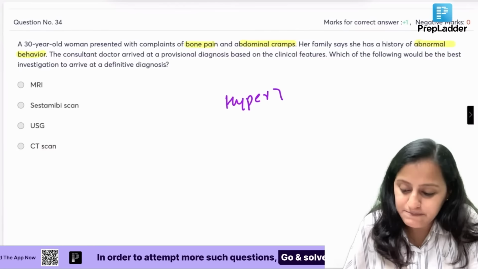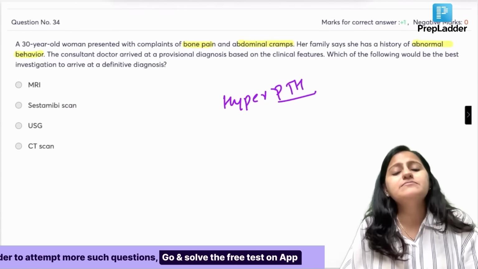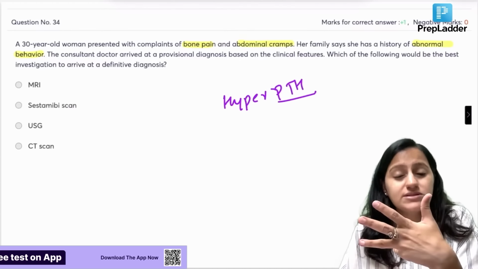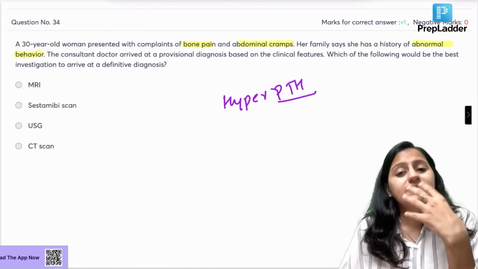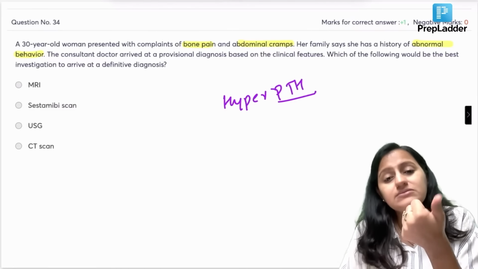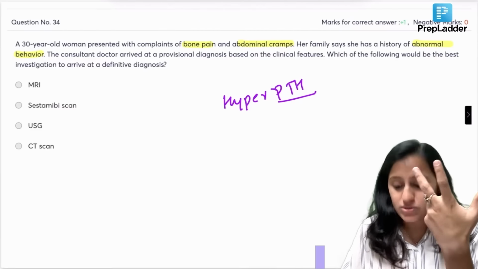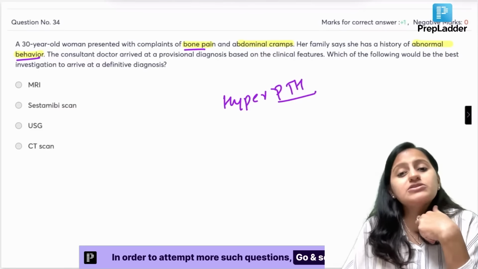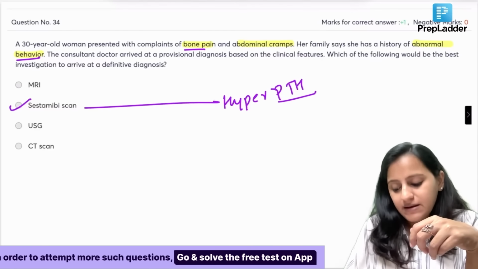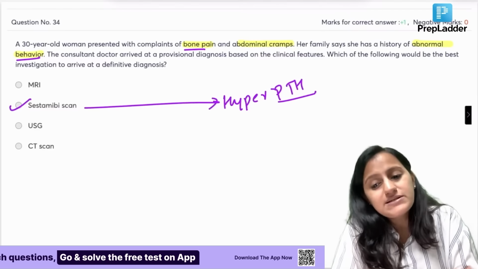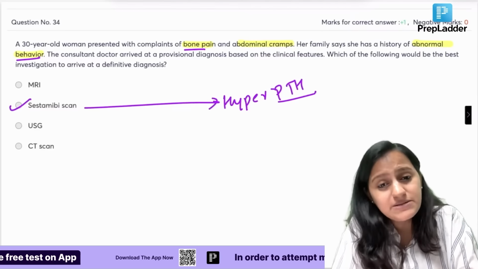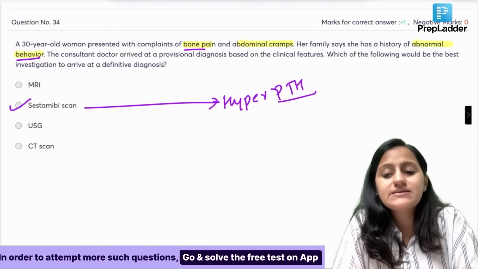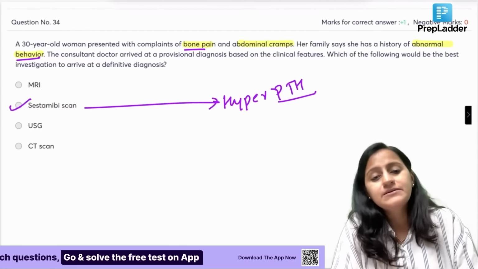This is hyperparathyroidism's features. Groans, bones, moans, stones. Remember? There's hypercalcemia, there are stones, right? Groans, moans, psychiatric features, abdominal pain, bone pain. So this is hyperparathyroidism, right? A Sestamibi scan is what is done for hyperparathyroidism. Never to be forgotten. Very, very important. Sestamibi scan for hyperparathyroidism. Okay.